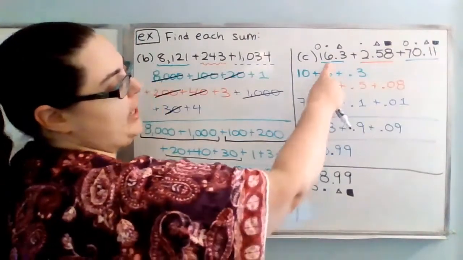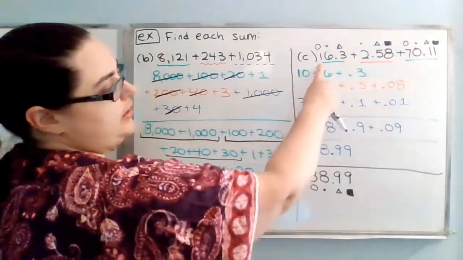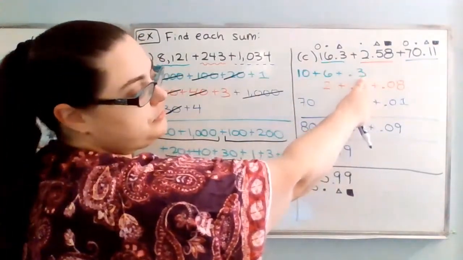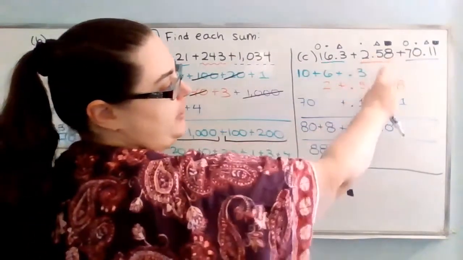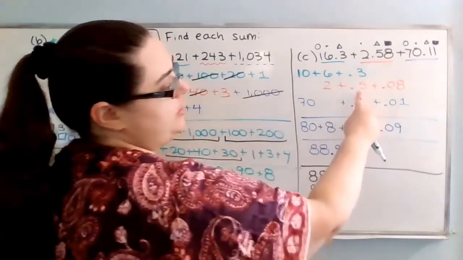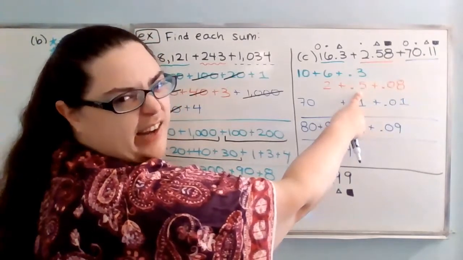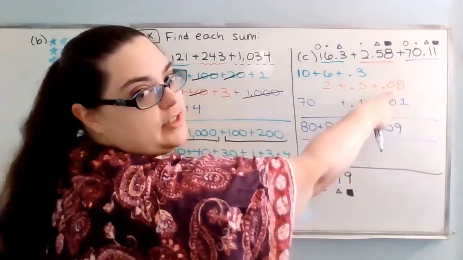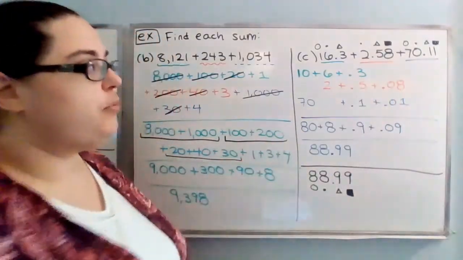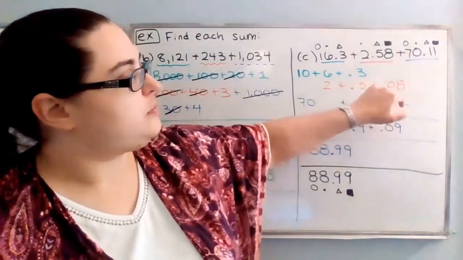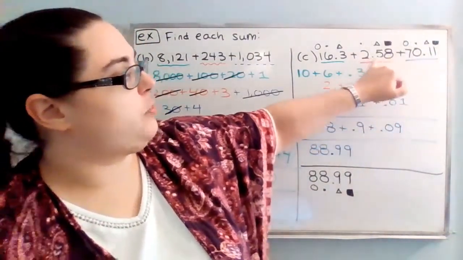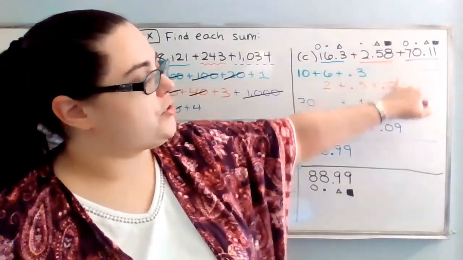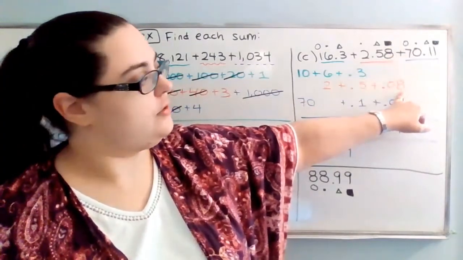So for example, when I had 16.3, here's my 10 from the 16, my 6, and then the 0.3. Then when I wrote out the 2.58, here's the 2, here's the 0.5, and now that 8 was a little tricky. So notice that the 8, I'm going to write out as 0.08. The reason I'm putting a 0 there is because I need a placeholder between the decimal point and the 8, so I know what place value it should be in. So since this is eight hundredths, I have to write it out that way.